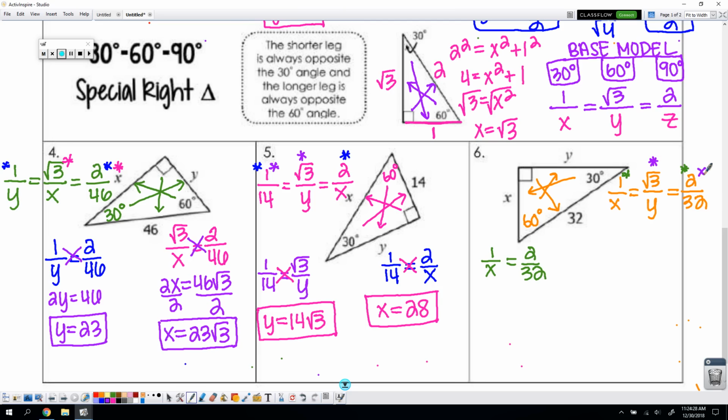Variables and numbers. Notice that the fraction with entirely numbers gets used twice, every single time. Okay? And then we have the square root of 3 over y equals 2 over 32. Now we're going to crisscross. 2x equals 32. Divide by 2.